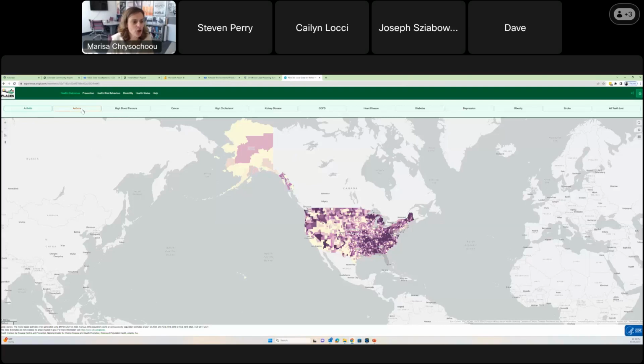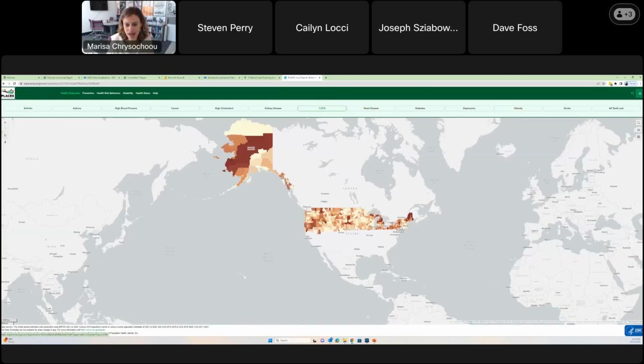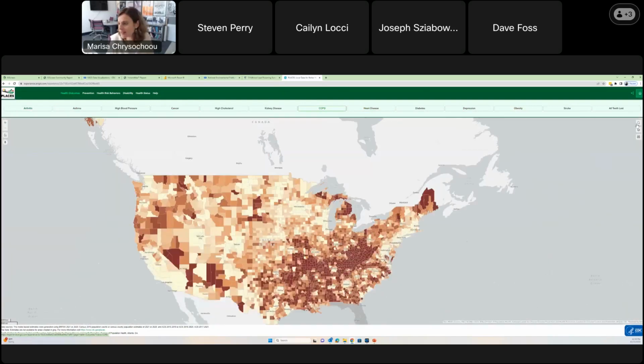But the asthma data here and the cancer data here is the exact same as EJScreen. However, you can also look at a bunch of other different things here, like kidney disease, pulmonary disease, heart disease, obesity. So you can click on any of those maps and you can click on the legend here, so you can tell what the national average is from the legend.